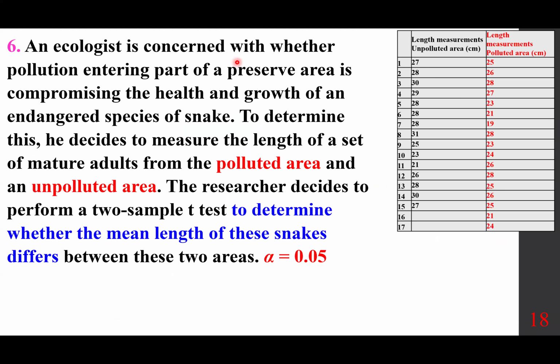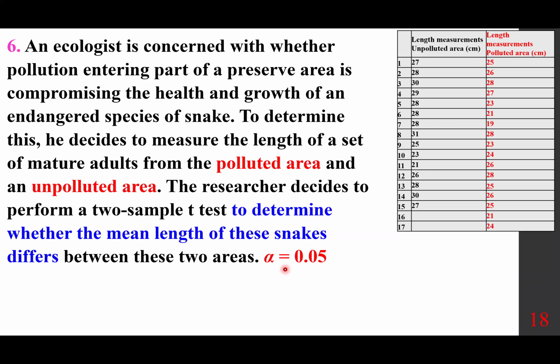An ecologist is concerned with whether pollution entering part of a preserve area is compromising the health and growth of an endangered species of snake. To determine this, he decides to measure the length of a set of mature adults from the polluted area and an unpolluted area. So, length measurements for unpolluted and for polluted areas. The researcher decides to perform a two-sample t-test to determine whether the mean length of these snakes differs between these two areas, and we are choosing alpha equals 0.05.